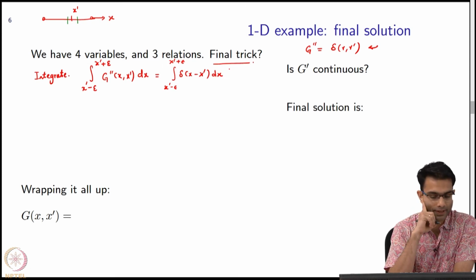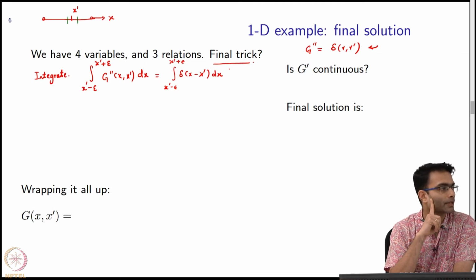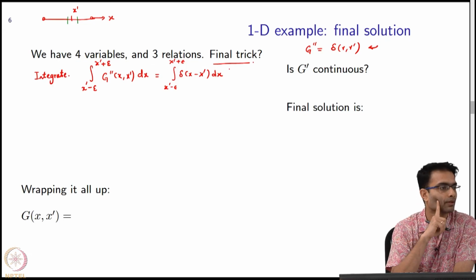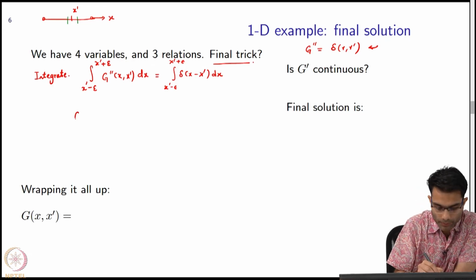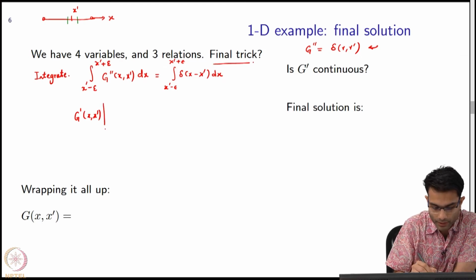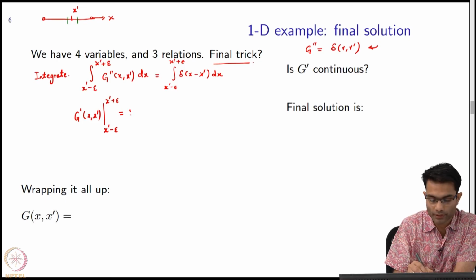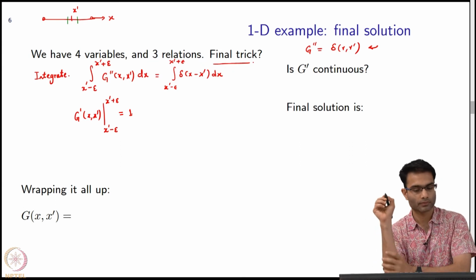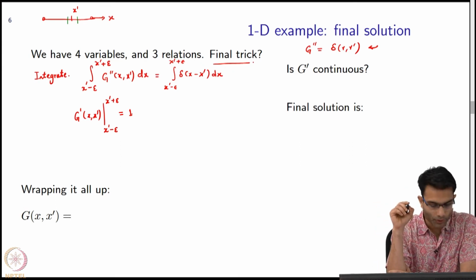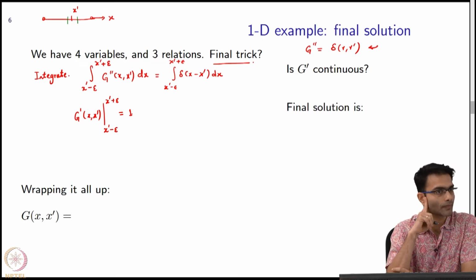So, what does the left hand side give me? It will give me g dash, integral of the second derivative will give me first derivative, right. So, this will give me g dash evaluated at x prime minus epsilon and x prime plus epsilon, and the right hand side gives me 1, right, because I have included the singularity in the integration. Do I know the value of the left hand side? I do know it, right.